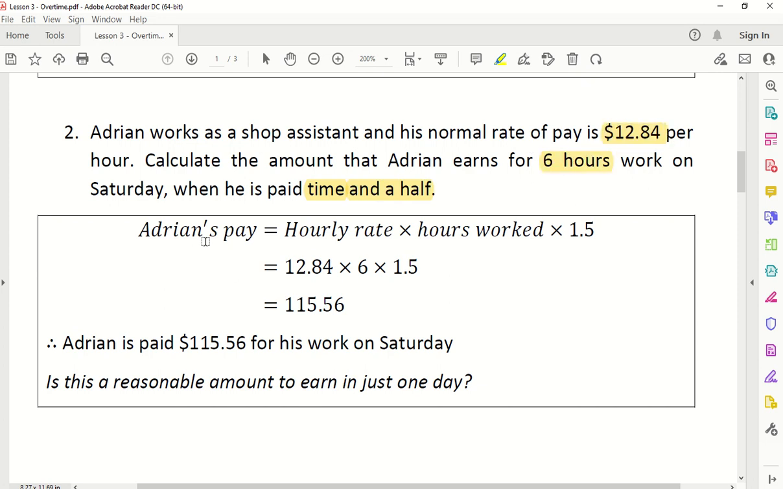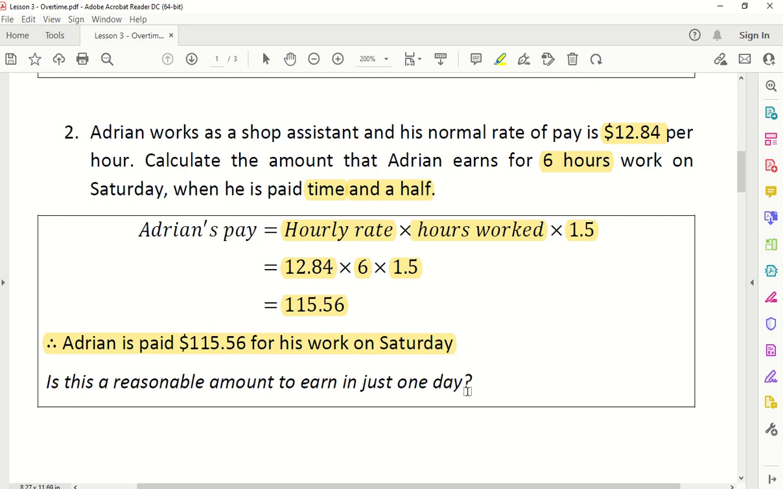Adrian's pay will be his regular hourly rate multiplied by his hours worked multiplied by time and a half. If it was just a normal shift for Adrian, it'd just be hourly rate $12.84 multiplied by 6. But he's being paid at time and a half, so I multiply that by 1.5. So 12.84 multiplied by the hours he worked multiplied by time and a half gives me 115.56. Adrian is paid $115.56 for his work on Saturday, remembering my worded answer.